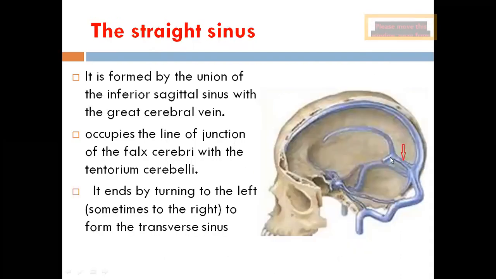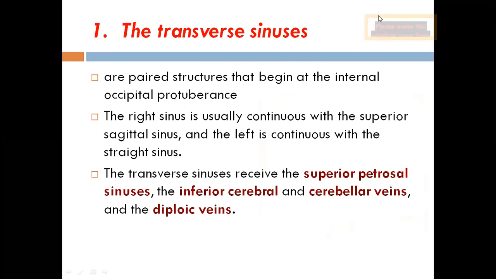Okay, then we have this sinus which is called the straight sinus. This is superior sagittal sinus. This is inferior sagittal sinus. This is great cerebral vein of Galen. This is the straight sinus. It is formed by the union of inferior sagittal sinus with the great cerebral vein. It occupies the line of junction of falx cerebri with the tentorium cerebelli. It ends by turning to the left, sometimes to the right, to form the transverse sinus.